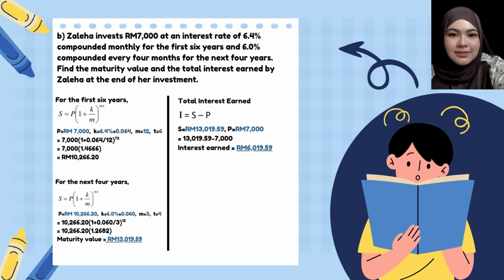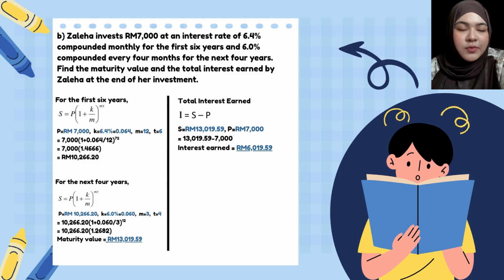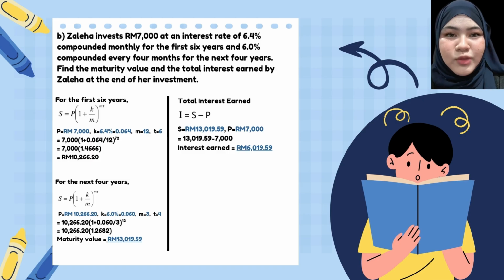Firstly, for the first 6 years, we're going to find the maturity value using the same formula like the past question. First, you need to calculate the one in the bracket first, that is open bracket 1 plus 0.064 over 12 close bracket to the power of 72, where you'll get 1.4666. Then 7,000 times 1.4666 to get 10,266 ringgit and 20 cents.